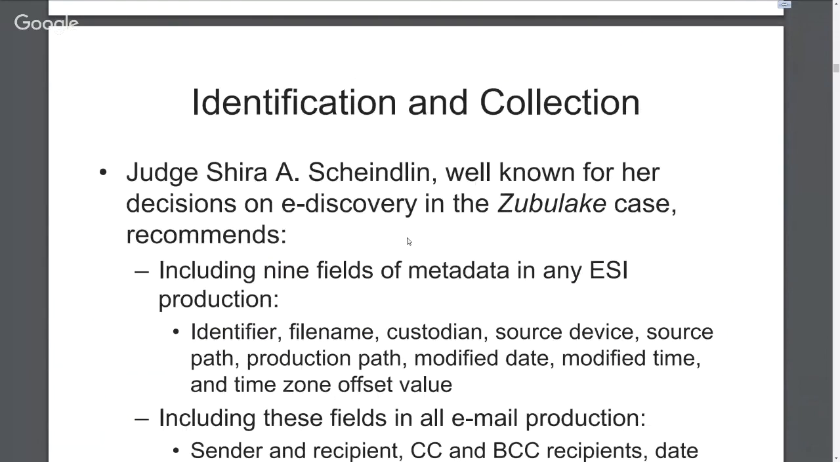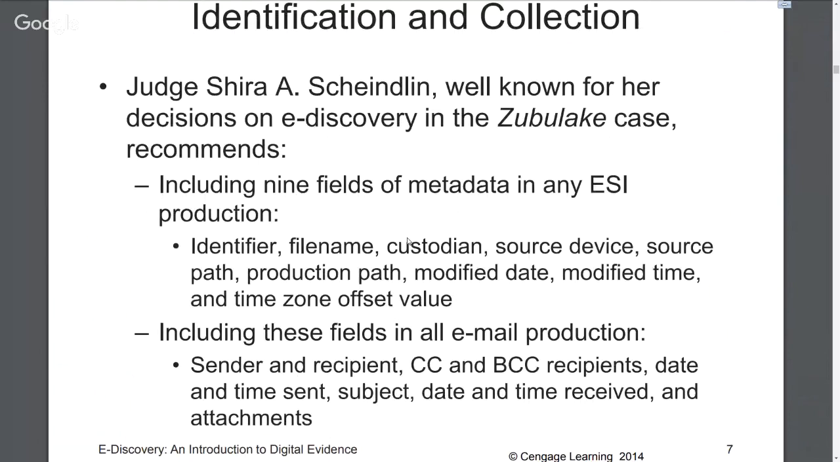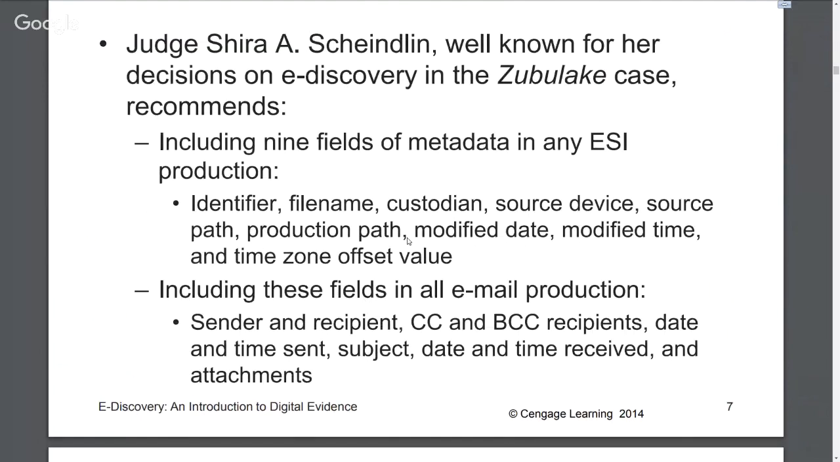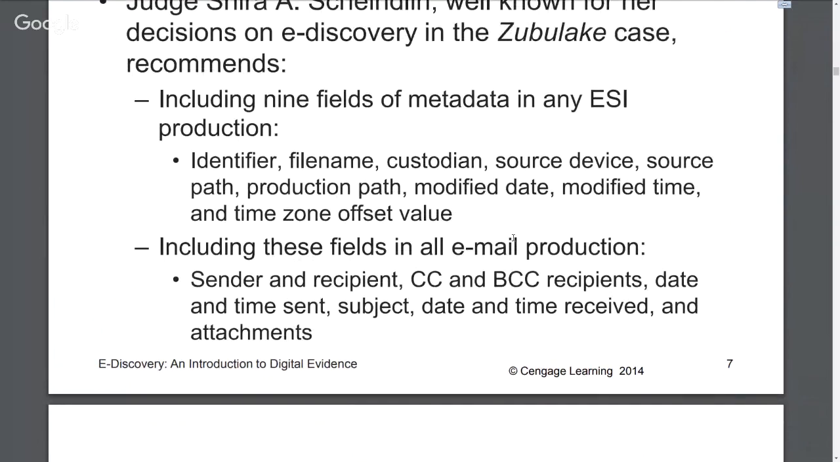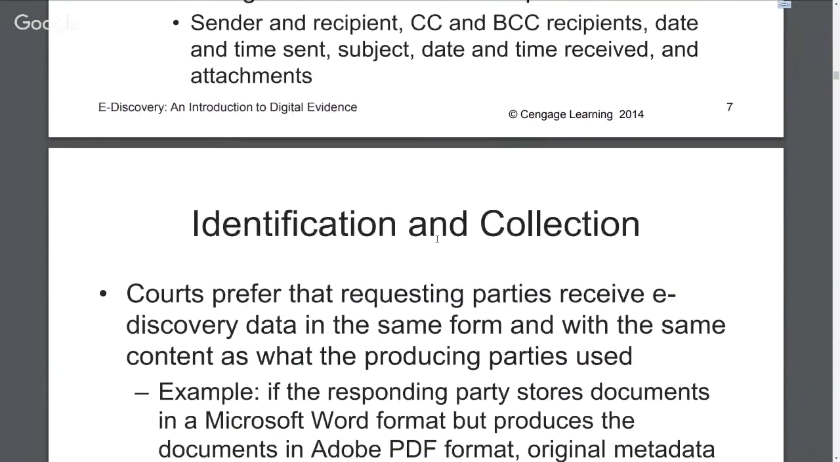Judge Scheindlin, well known for the decisions in the Zubulake case, recommends that the 9 fields of metadata (the identifier, file name, custodian, source device, source path, production path, modified date, modified time, and time zone) be included. Also, with email, we're looking at sender, recipient, CC, BCC, date and time sent, subject, date, time received, and attachments. These are all part of the e-discovery portions.